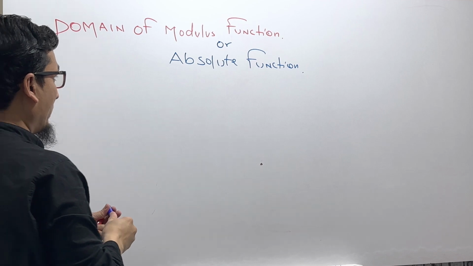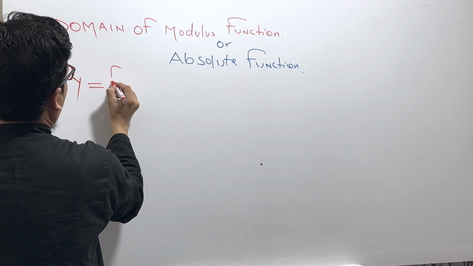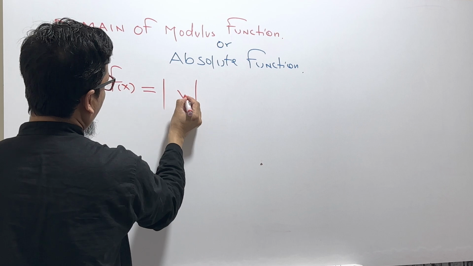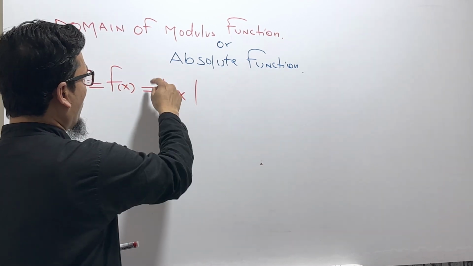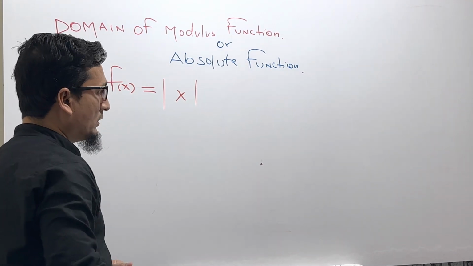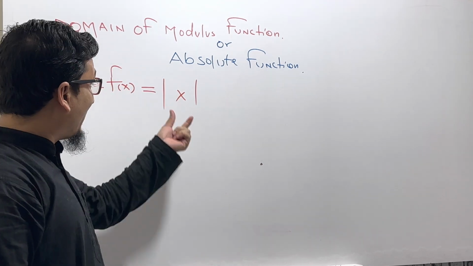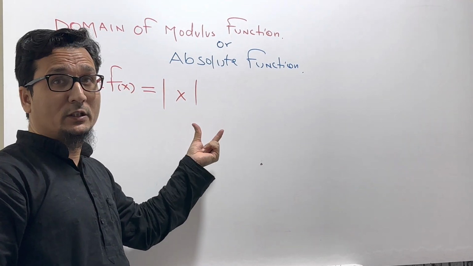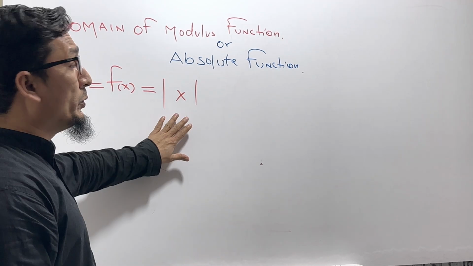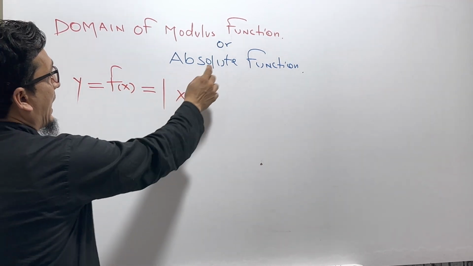And the representation of absolute function is y is equal to f(x), which is equal to mod of x. This means you have to use two vertical lines, and between them you write x. So this means absolute function. What does it mean and why do we use this one? Remember one thing, the nature, the behavior of such a function is that it always gives you the positive values. Whenever you need the positive values of y, you have to write the function in absolute form.